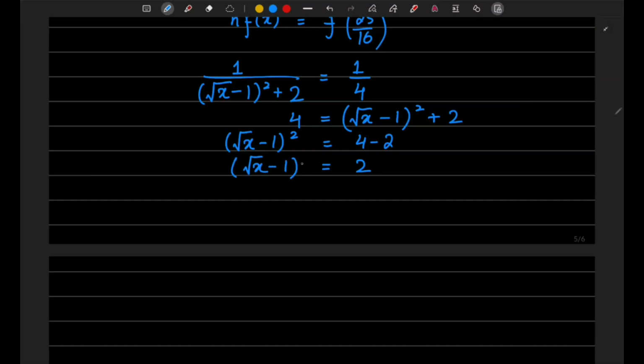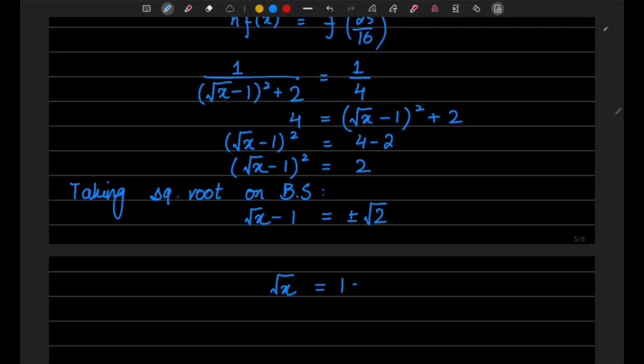So there are two ways to do it. Either expand this (a minus b) whole square form and then solve it, or just take the square root on both sides. So this is better. So taking the square root on both sides will give you root x minus 1 equals plus or minus root 2, and root x will be equal to 1 plus or minus root 2.